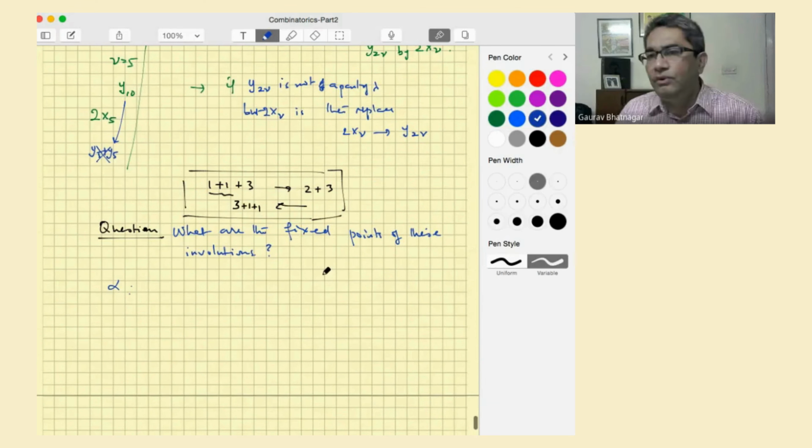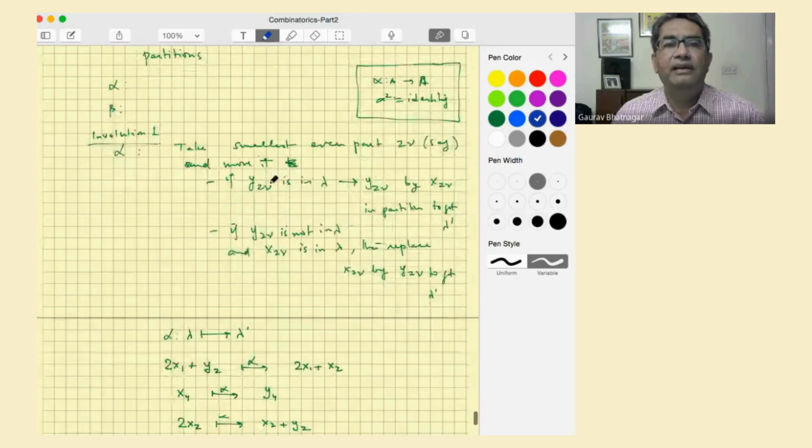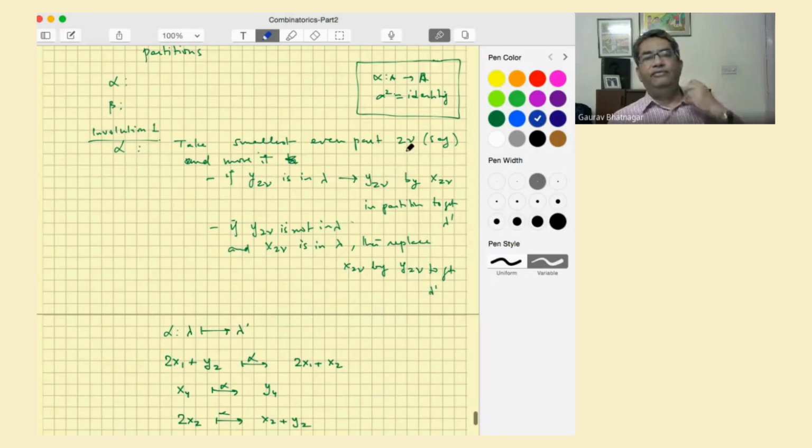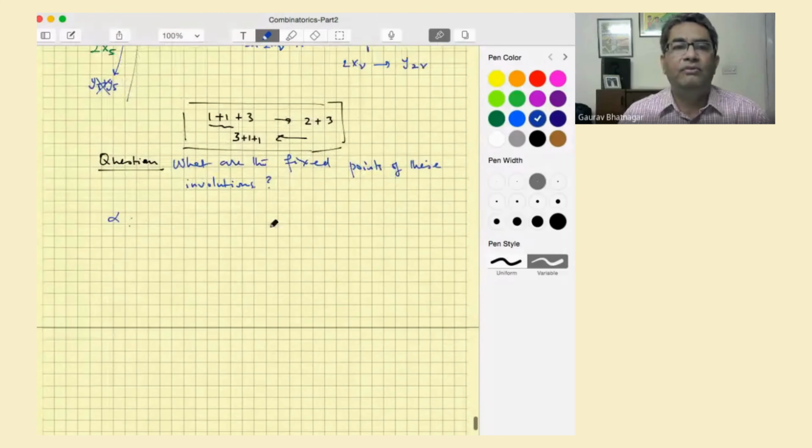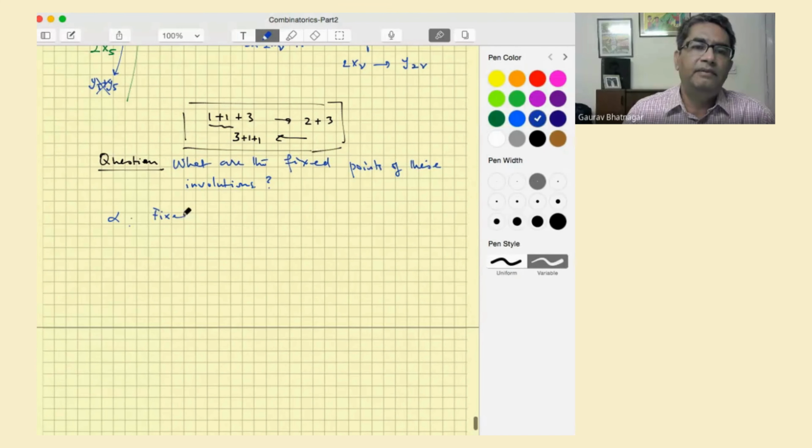Fixed points means points which don't change at all. So let's look at alpha again. You take the smallest even part, move it. If there was any part in y, it will have to be an even part. So we will be moving it. So a fixed point, something which doesn't change, doesn't have any y's. And over here, if x2v is in lambda, then it goes to a y2v. So over here, there could be no even parts. So what are the fixed points? Fixed points are partitions with no y's and no even x's, i.e. only odd parts, right?